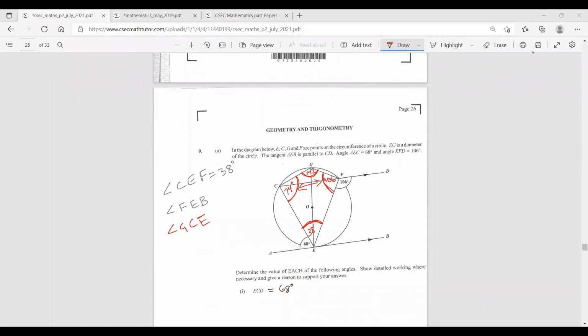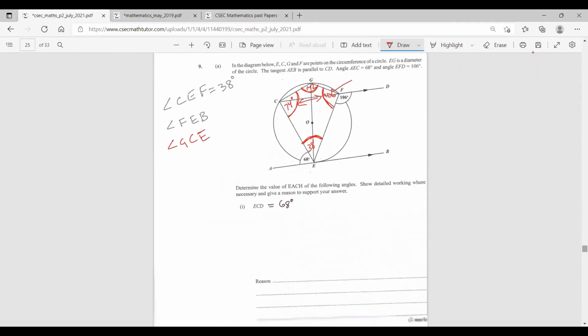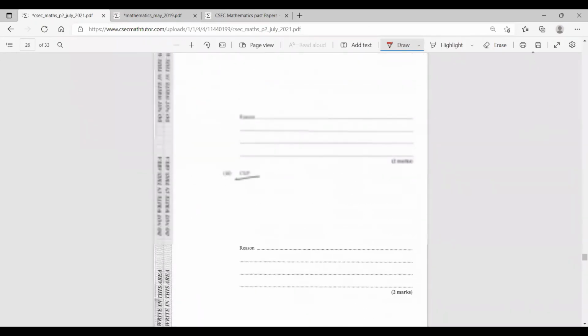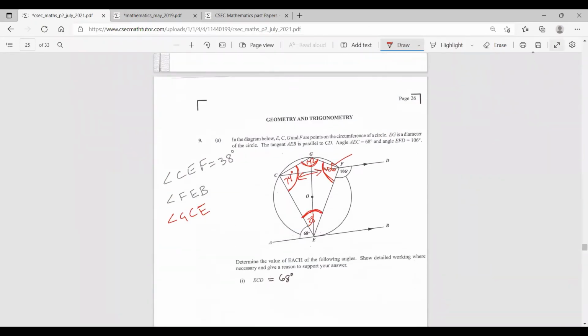Right, so 74 is opposite 106 in the cyclic quadrilateral. Therefore, when we subtract them, the difference will be 106, and that's the answer there. As I said, the angle outside is equal to the opposite interior angle. So for the exterior angle AEC, it is 68. AEC, yeah, 68 degrees.